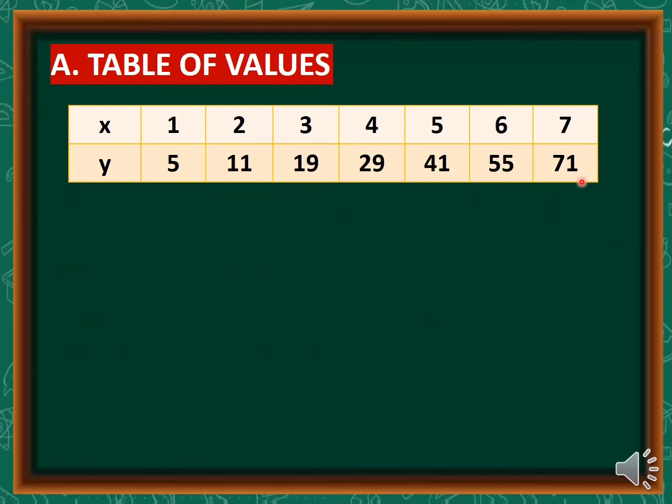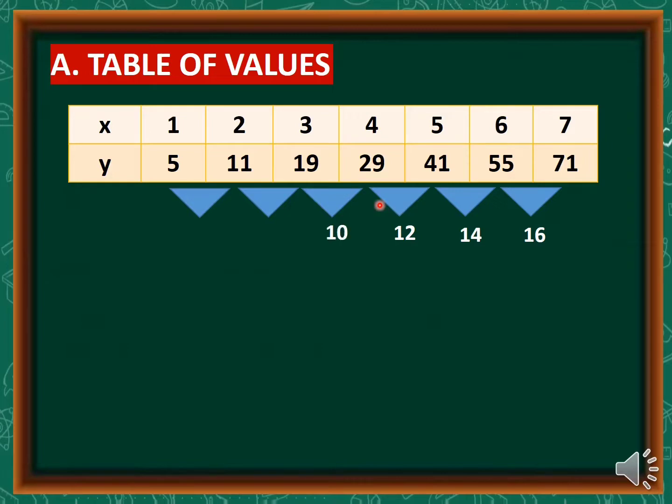Okay, for us to know that, we have to apply what we have learned from our previous lesson. So, you just need to find their differences, the differences of y. So, we will begin with 71. 71 minus 55, that is 16. 55 minus 41, we have 14. 41 minus 29, we have 12. 29 minus 19, we have 10. 19 minus 11, we have 8. And 11 minus 5, we have 6.